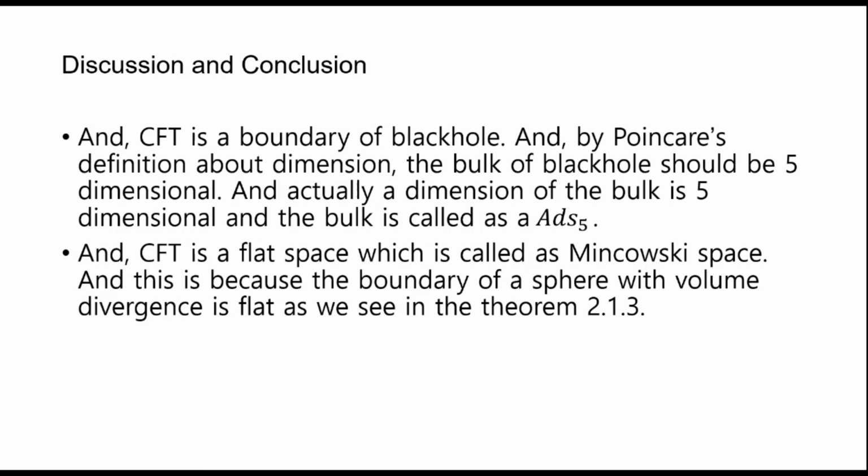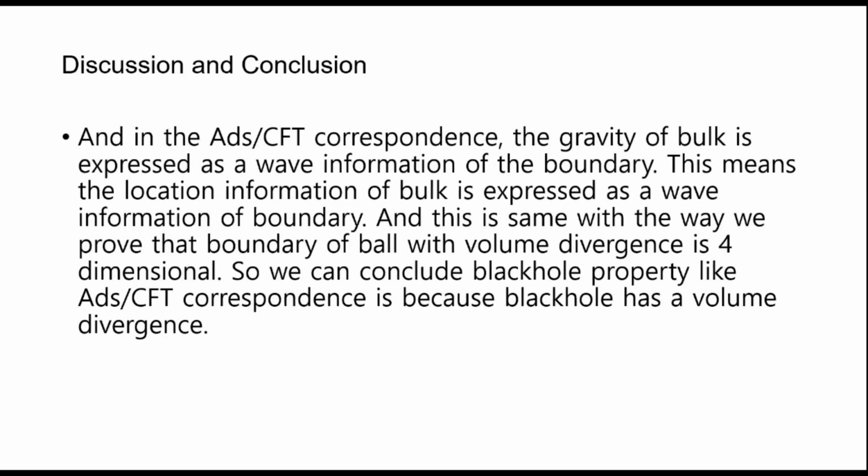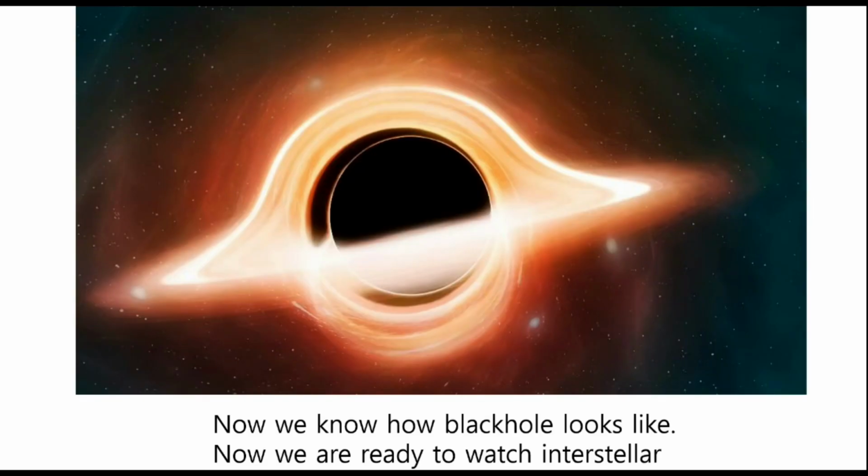And CFT is a flat space which is called Minkowski space, and this is because the boundary of a sphere with volume divergence is flat, as we see in theorem 2.1.3. And in the ADS-CFT correspondence, the gravity of the bulk is expressed as the wave information of the boundary. This means the location information of the bulk is expressed as the wave information of the boundary. And this is the same as the way we proved that the boundary of a bulk with volume divergence is 4-dimensional. So we can conclude black hole property like ADS-CFT correspondence theory is because the black hole has a volume divergence. Now we know how a black hole looks like. Now we are ready to watch Interstellar.